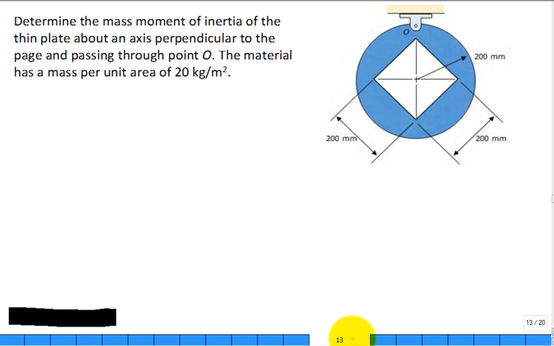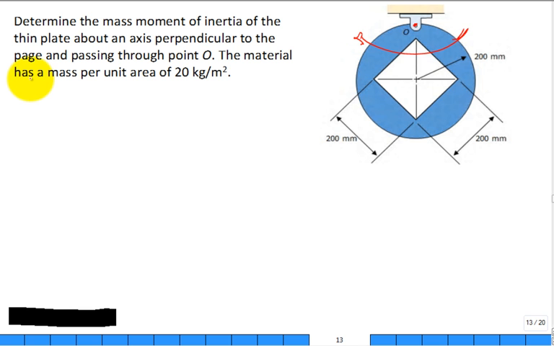Determine the mass moment of inertia of the thin plate about an axis perpendicular to the page and passing through the point O. So there's that point O. You can see now what you're leading into this dynamics where you're going to be swinging about that point O. And maybe there's some force and some moment of a force to create that acceleration. So this is hopefully understandable why you'd be interested in it.